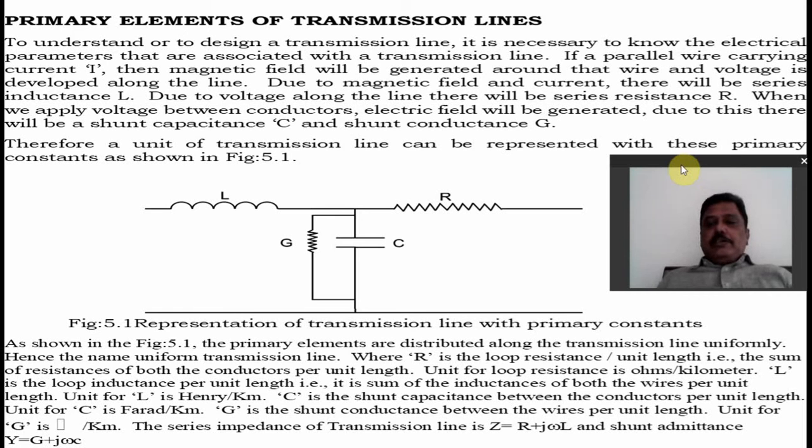C is the shunt capacitance between the conductors per unit length. Unit for C is farads per kilometer. G is the shunt conductance between the wires per unit length. Unit for G is mho per kilometer. The series impedance of the transmission line is Z equal to R plus jωL, and shunt admittance Y equal to G plus jωC.